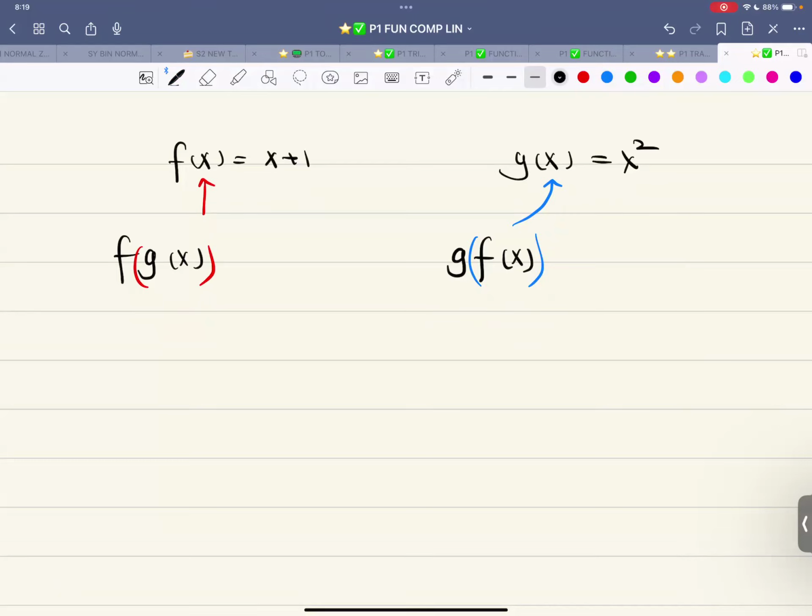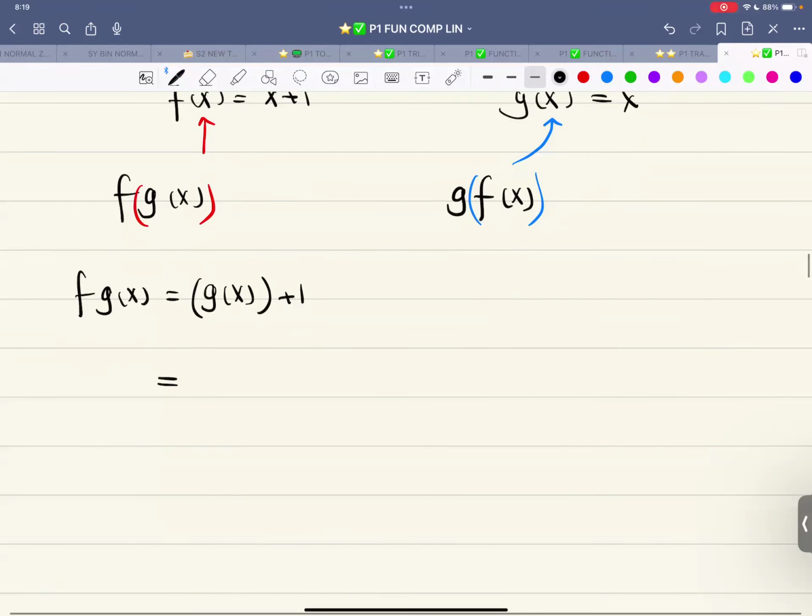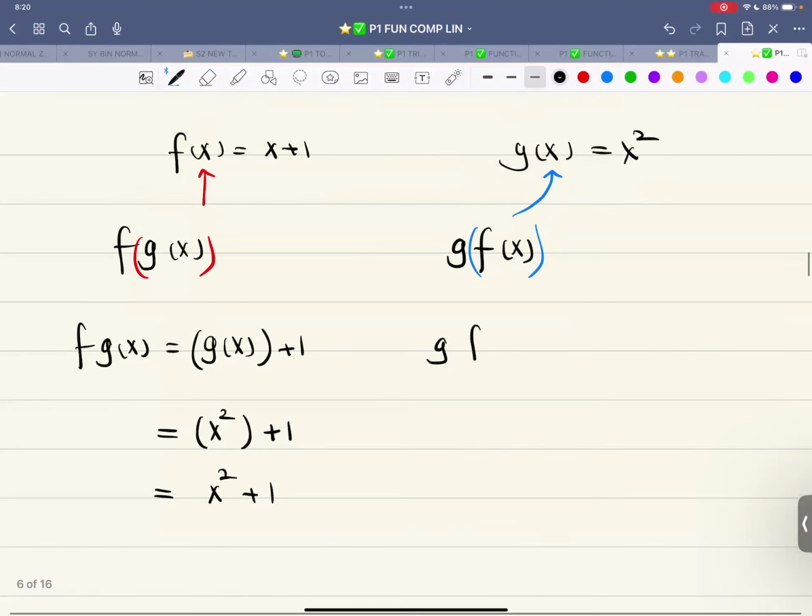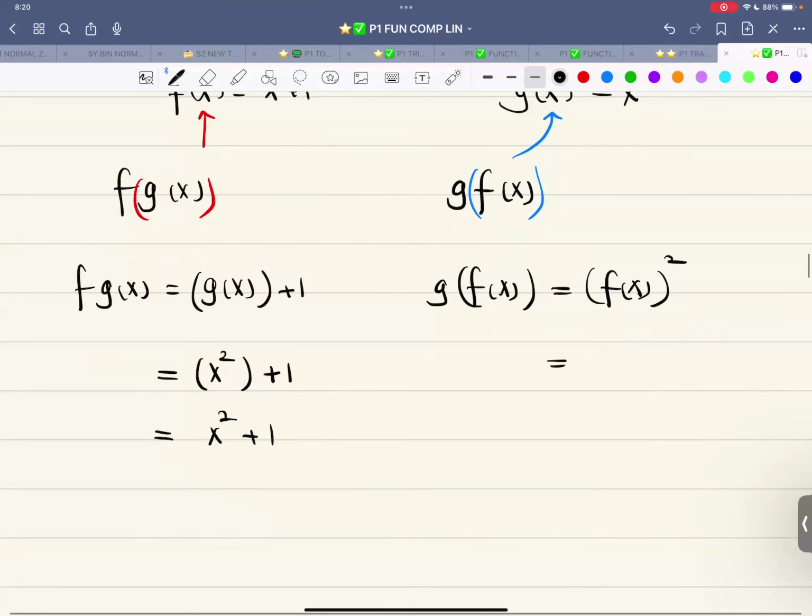So f of g(x) means g(x) in place of x plus 1. What is g(x)? That is x squared, and we are adding 1. Let me just use a bracket over here. So this comes out to be x squared plus 1. Similarly, what is g of f(x)? So g of f(x) is plugging f(x) in g. That is f(x), the whole thing squared. And this is (x plus 1), the whole thing squared. Just leave it as it is.